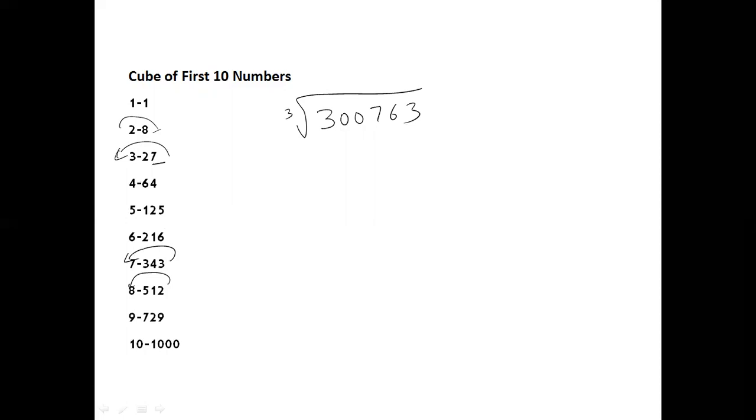First replacement: if a number is ending with 8, replace with 2. If a number is ending with 2, replace with 8. If a number is ending with 7, replace with 3. If a number is ending with 3, replace with 7. If you get any other number, copy the same number.